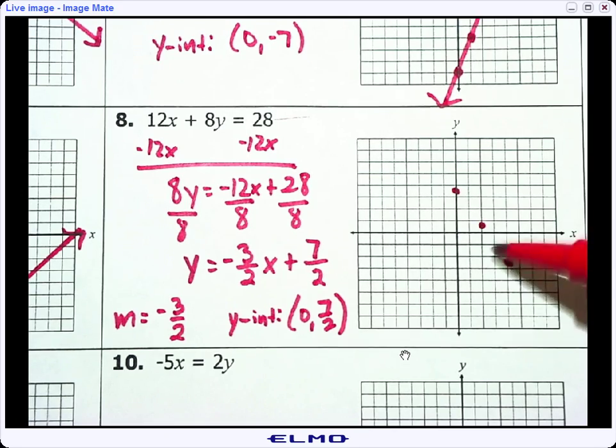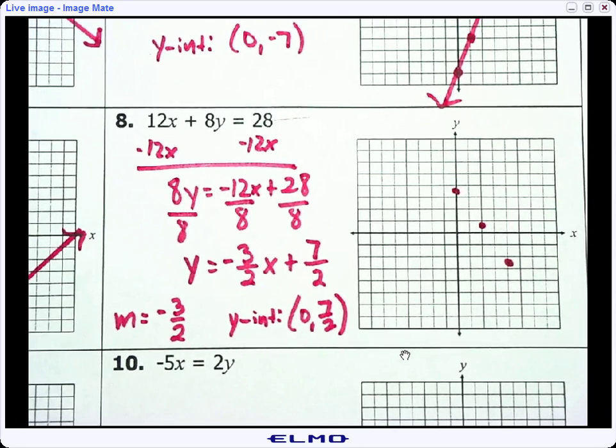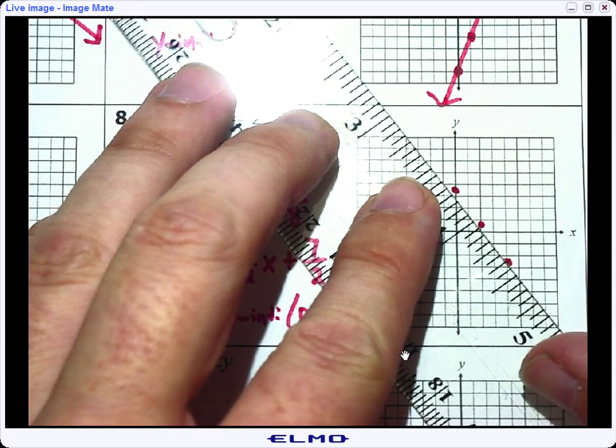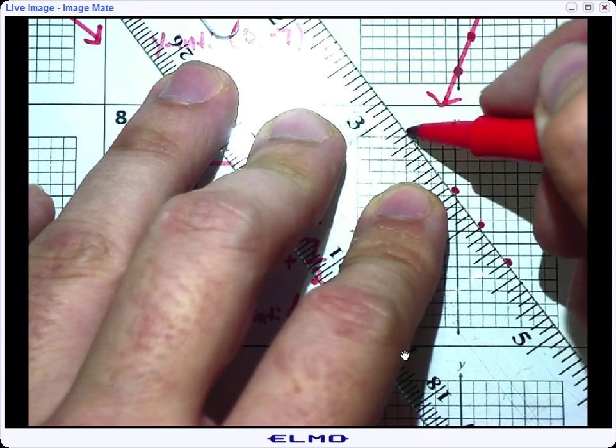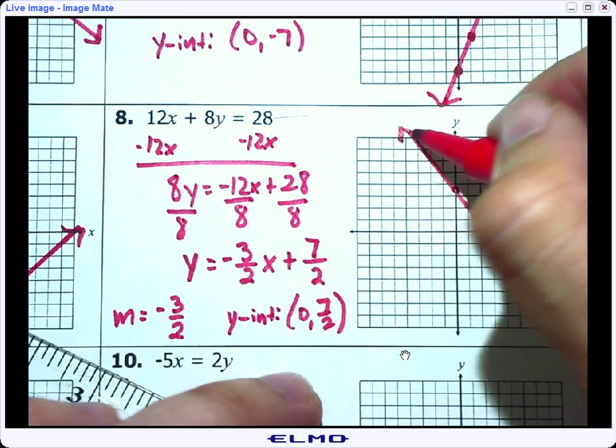So your dots are going to be between the 2 lines on the graph. Connect your points. There's your graph.